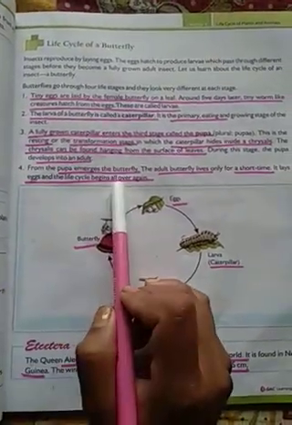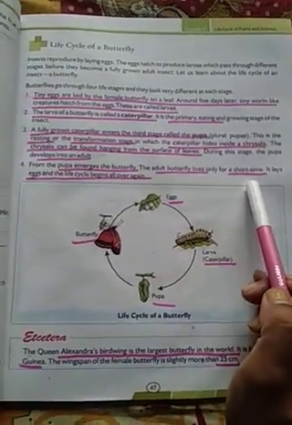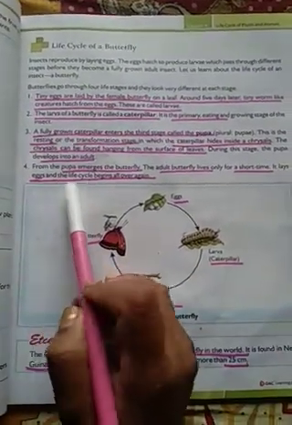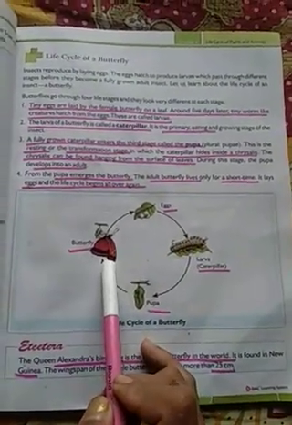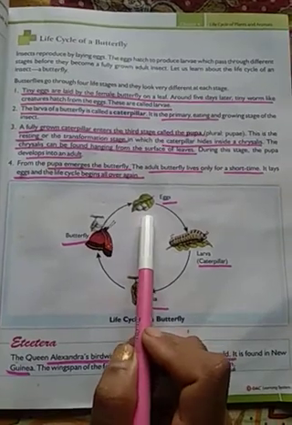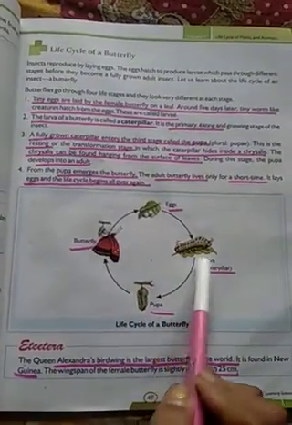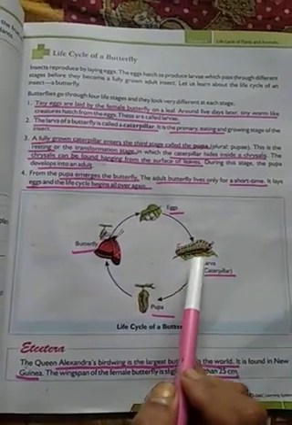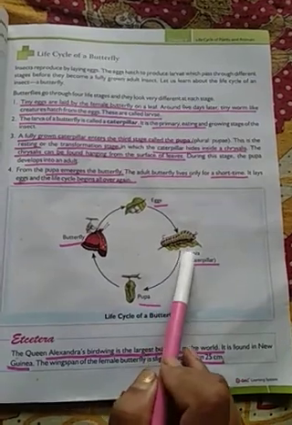From the pupa emerges the butterfly. The adult butterfly lives only a short time. Again it lays eggs and the life cycle begins all over again. Again this beautiful butterfly lays eggs on the leaf. After that it changes into a larva. It is an eating stage and growing stage.